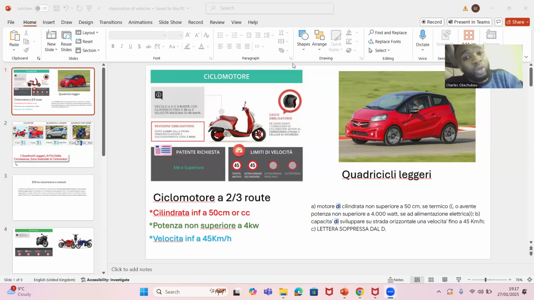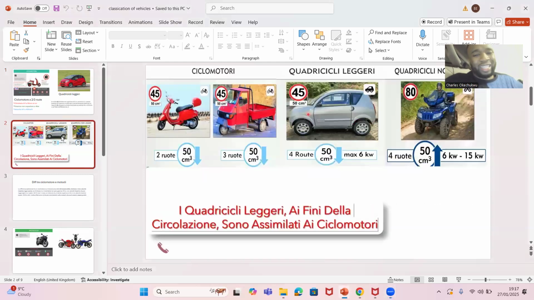Now, under 3 wheels, we have what they call tricicli. Let's see them. Tricicli is this thing you are seeing here. It has 3 wheels. Now, tricicli, if it is under ciclomotore, its horsepower arrives up to 6 kilowatts. You can see here, some of them arrive to 6 kilowatts, some of them arrive up to 4 kilowatts. If it is quadricycle leggeri, it is very, very simple.